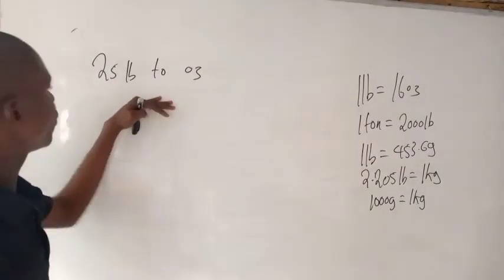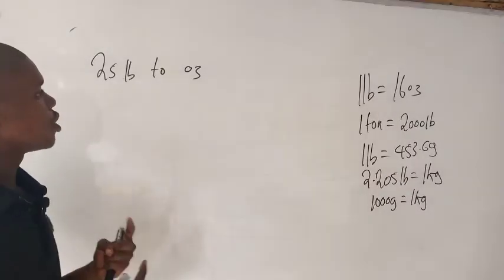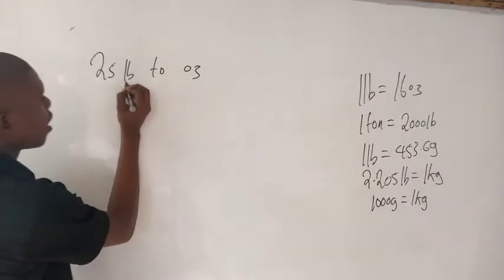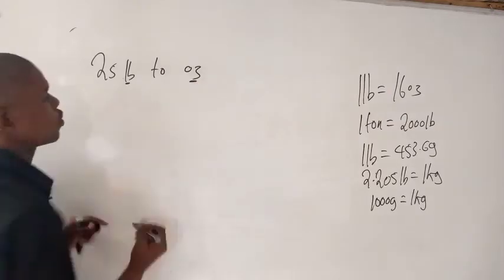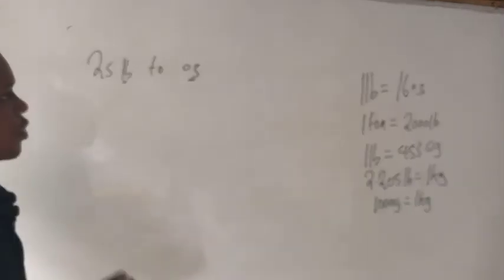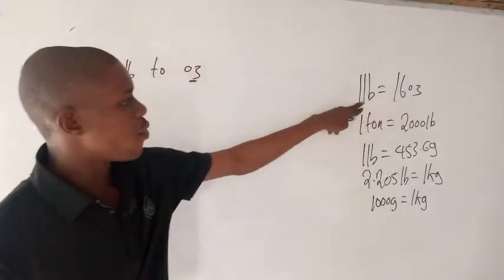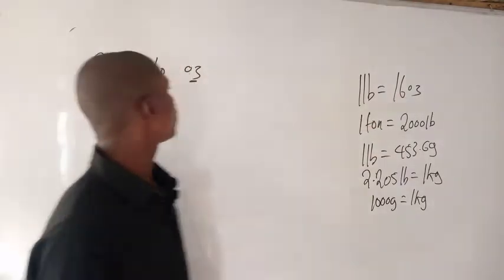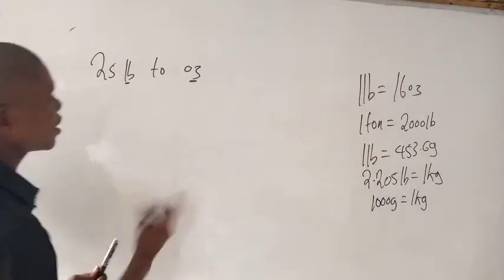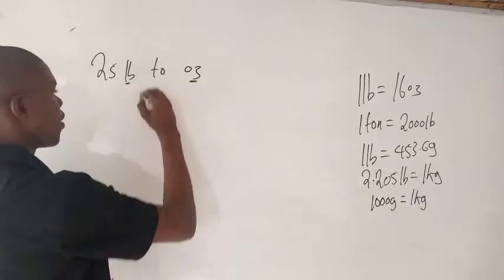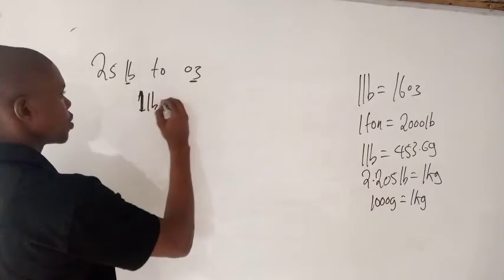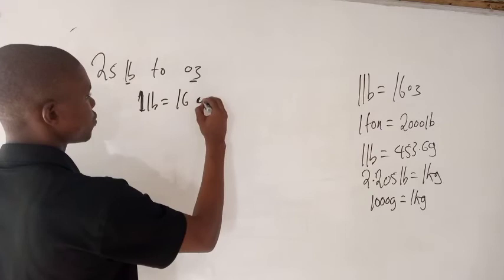So how are you going to do that? First thing you want to know is the relationship between pounds and ounce. So what is the connecting factor? If you look at this other one here, 1 pound is equal to 16 ounce. So we are going to write that. The relationship between the two of them is 1 pound is equal to 16 ounce.